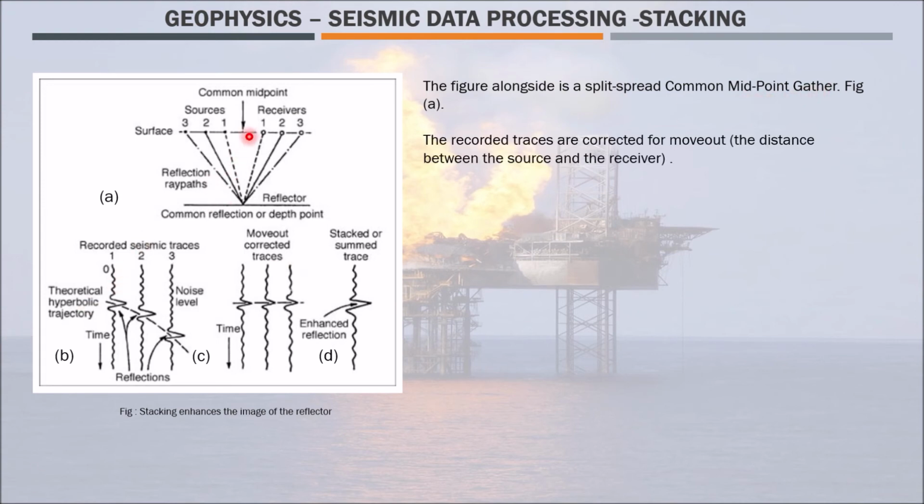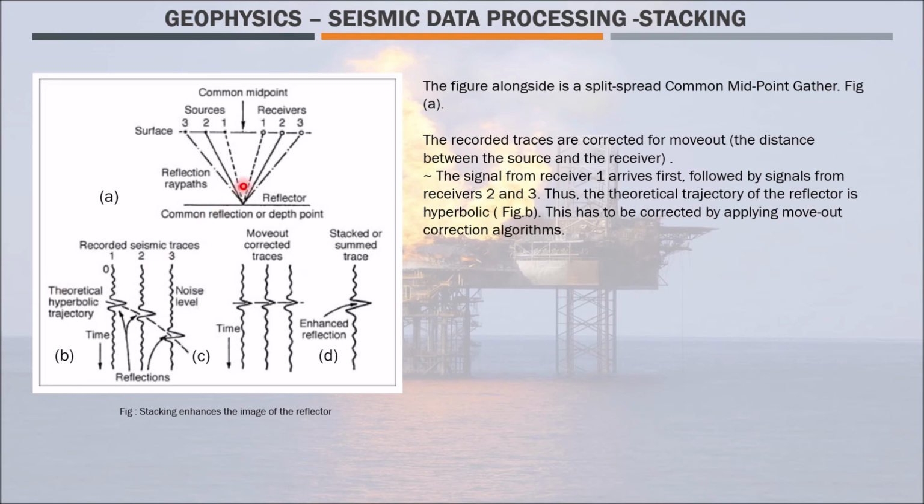This figure here is a split spread common midpoint gallery. Now you can see that this is the common midpoint and these are the sources 1, 2 and 3 and these are the receivers 1, 2 and 3. These recorded traces are corrected for move out. Move out is the distance between the source and the receiver. This is the move out for source receiver set 1. This is the move out for source receiver set 2. This is the move out for source receiver set 3.